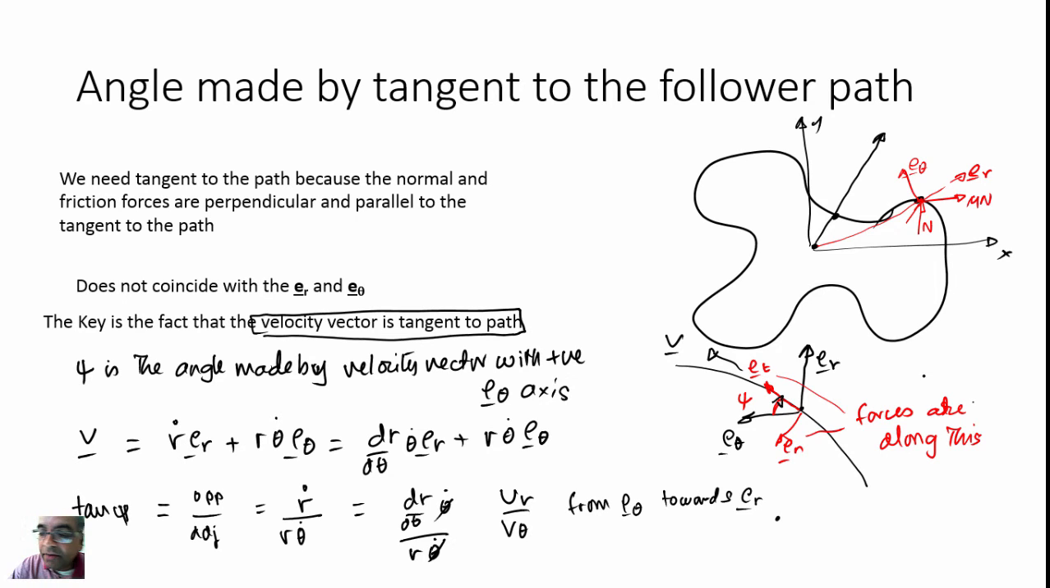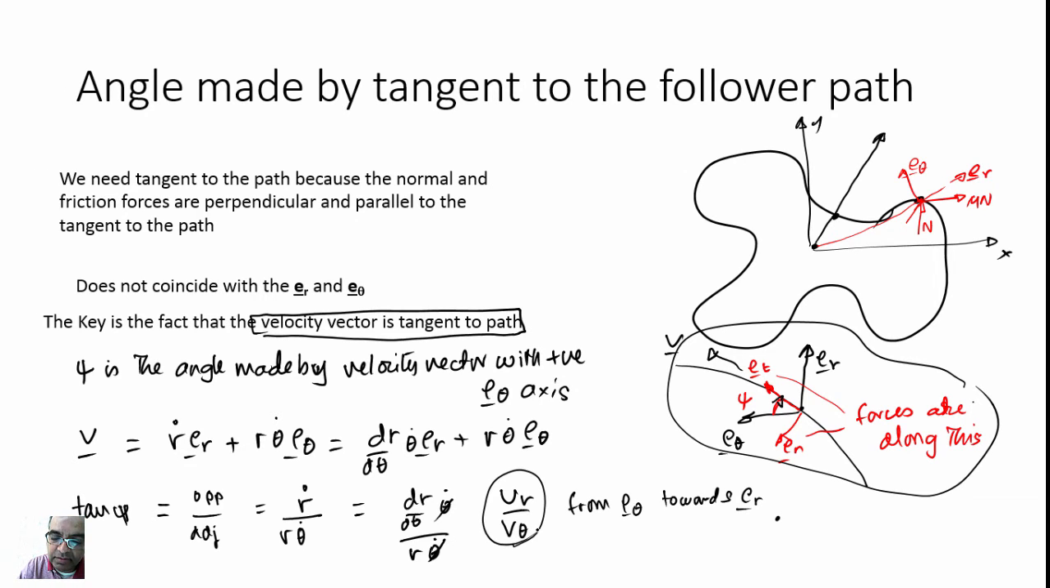So once you have this, then we are in very good shape, because we can now continue and figure out all the other information. Sometimes we will use this, sometimes we will use that, whichever is convenient, dr d theta over r or Vr over V theta. Okay, so how do we use this? Let's look at an example problem.